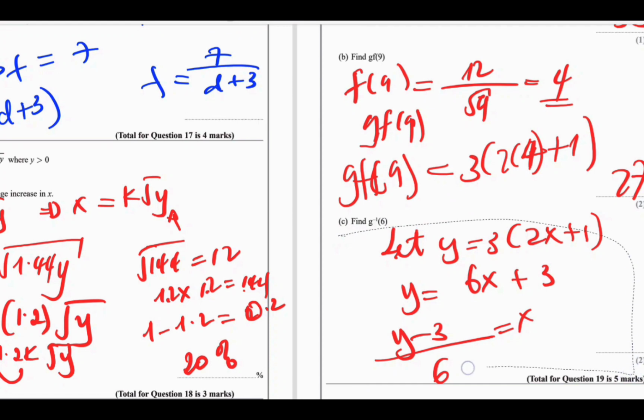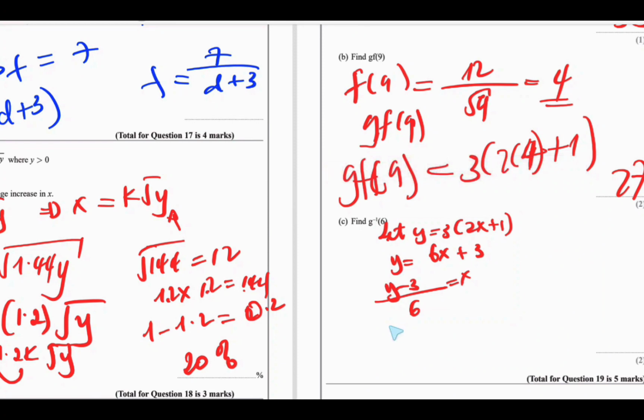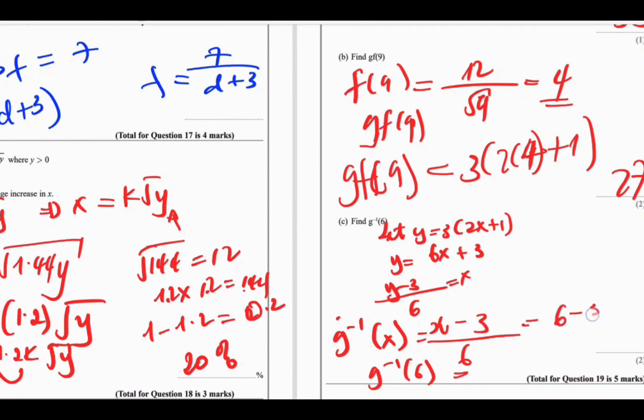Then this would mean our inverse. So I'm just going to reduce this. So our inverse, g inverse of x, is x minus 3 over 6. I'm swapping back the y for x, and I'm just going to plug in the 6. So we're going to have g inverse of 6 as 6 minus 3 over 6. 3 over 6, which is 1/2. Next question.